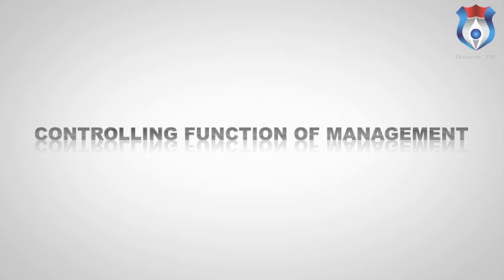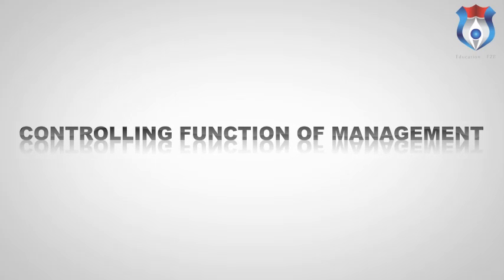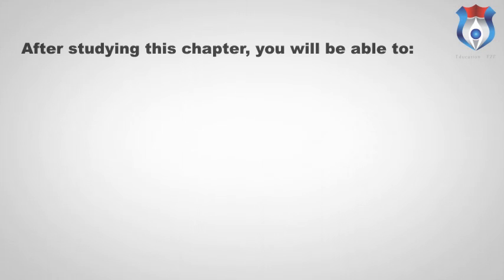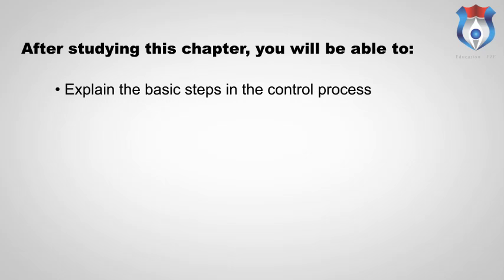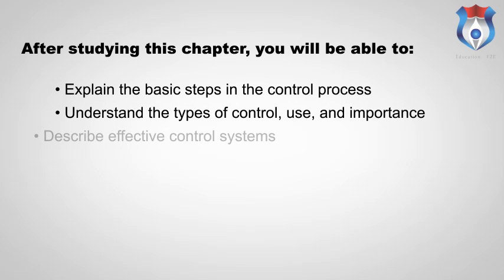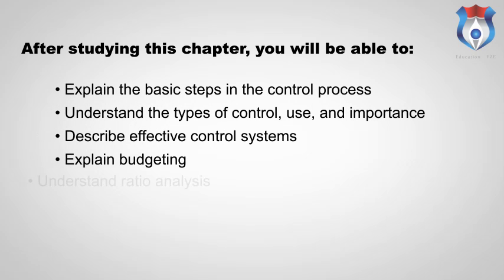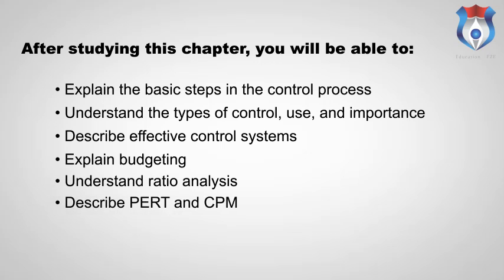Management Theory and Practice. Controlling Function of Management. Introduction. After studying this chapter, you will be able to explain the basic steps in the control process, understand the types of control, use and importance, describe effective control systems, explain budgeting, understand ratio analysis, describe PERT and CPM.